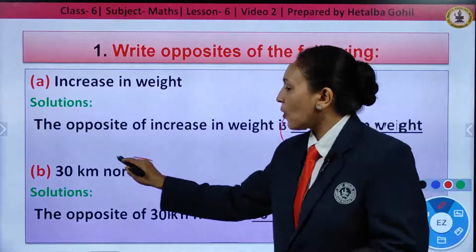Okay, next, write the names of the places where temperatures are above 10 degrees Celsius. Now you have to write the names of the places where the temperature is above 10 degrees Celsius, means it is positive and it is more than 10 degrees Celsius. Okay, you can see the temperatures of Ahmedabad and Delhi are the places where the temperature is above 10 degrees Celsius.